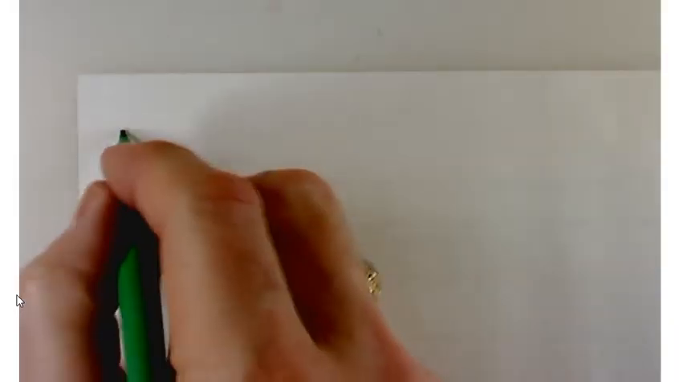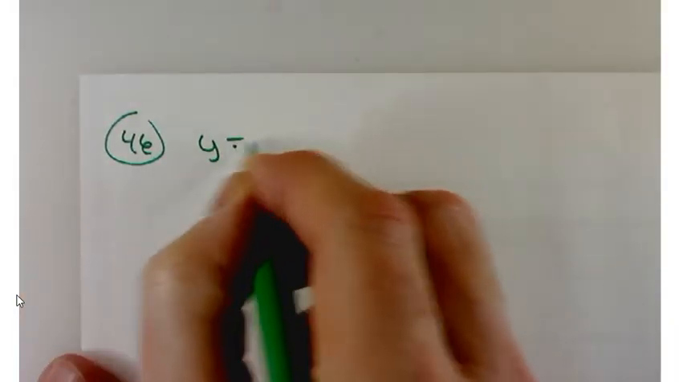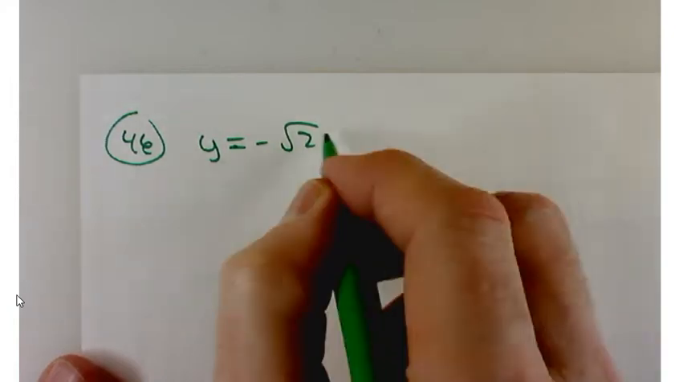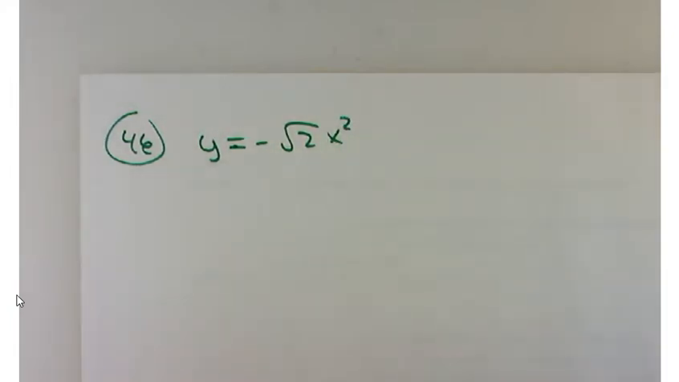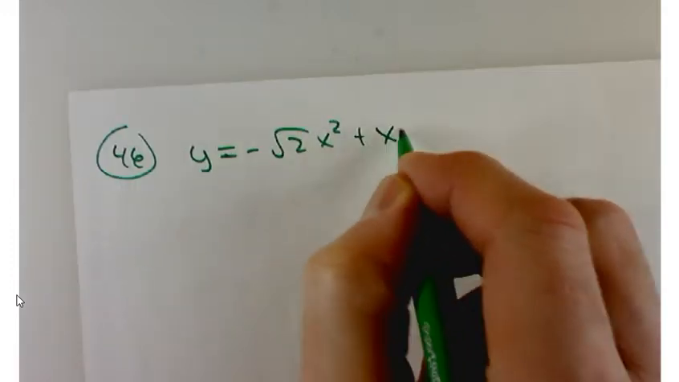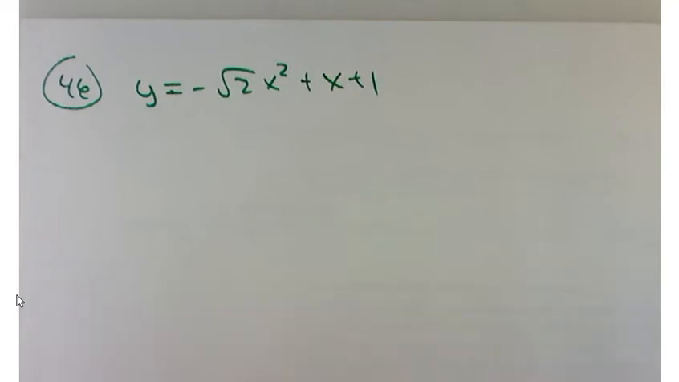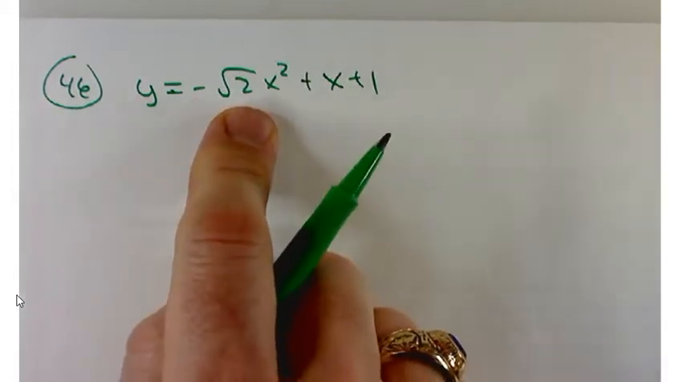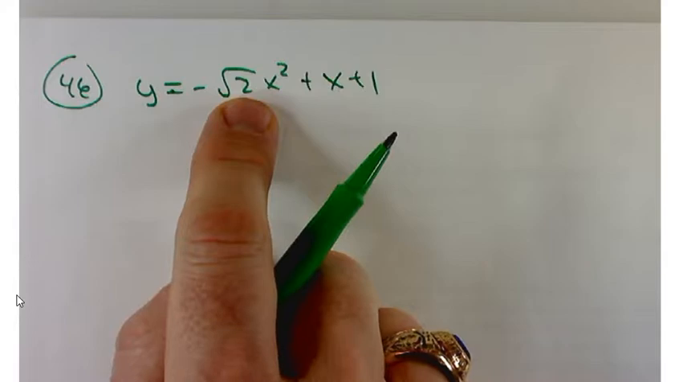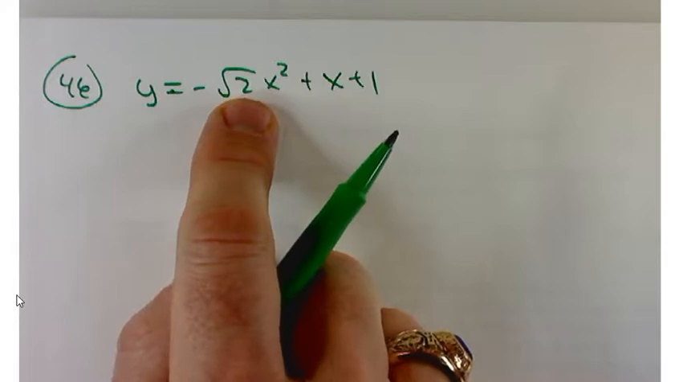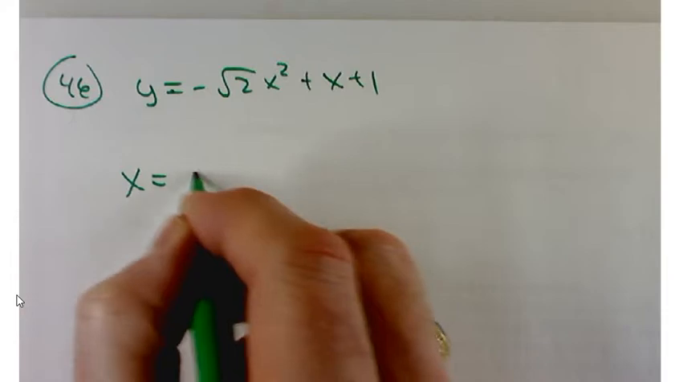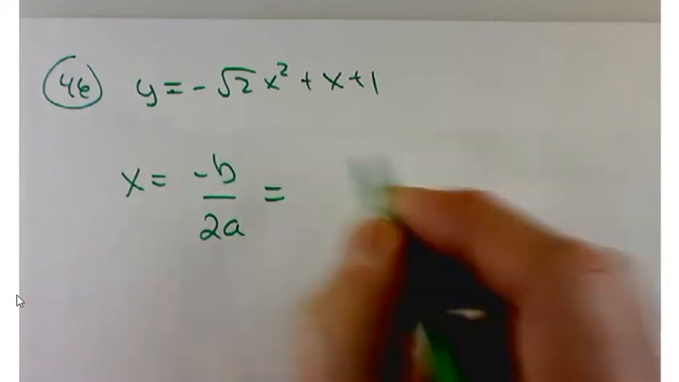And I'm going to remind you of some calculator tricks. Problem 46 gives you something like this. Y equals negative square root of 2 x squared plus x plus 1. You could be asked to find just the vertex. And we've got a nice formula for finding the vertex. I wouldn't want to try and complete the square on something as nasty as this. That'd be majorly unfun. So I'd probably use the formula. That's your other avenue to try and find the vertex.